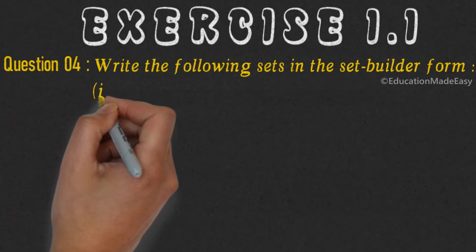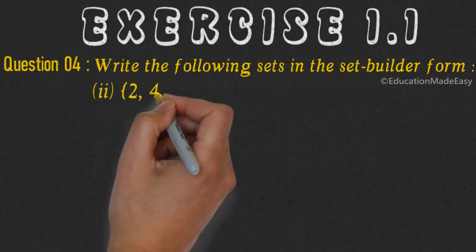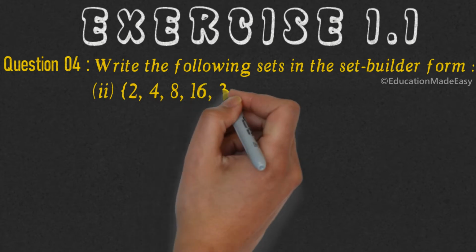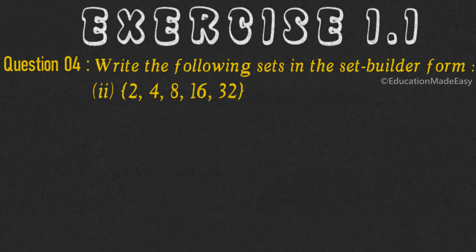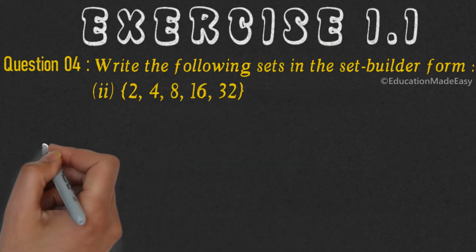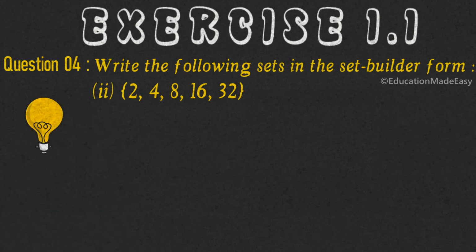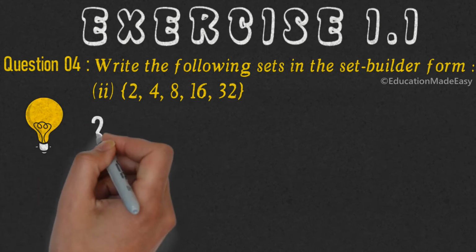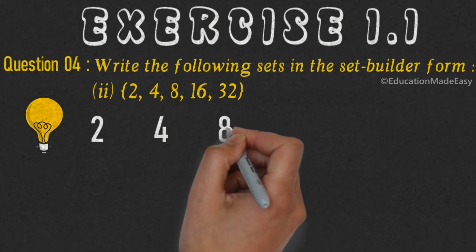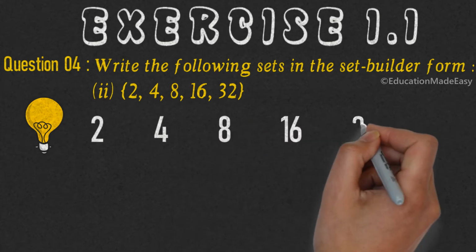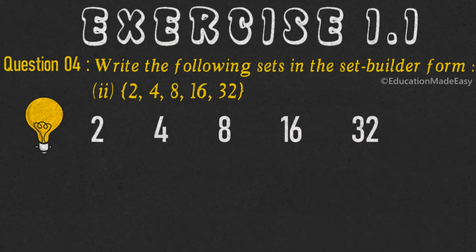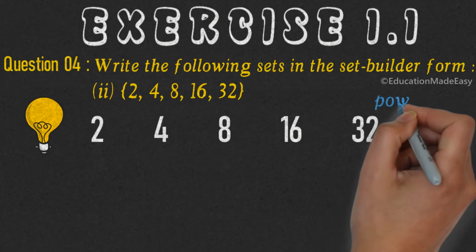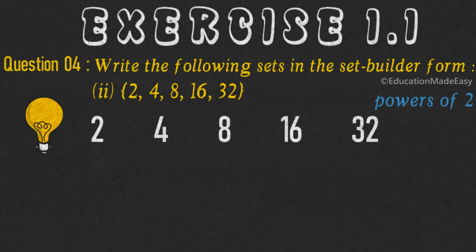Next is section 2 of question 4. Set of 2, 4, 8, 16, 32. Solution. The elements of the given set are 2, 4, 8, 16, and 32. You can notice that each of these elements are powers of 2.